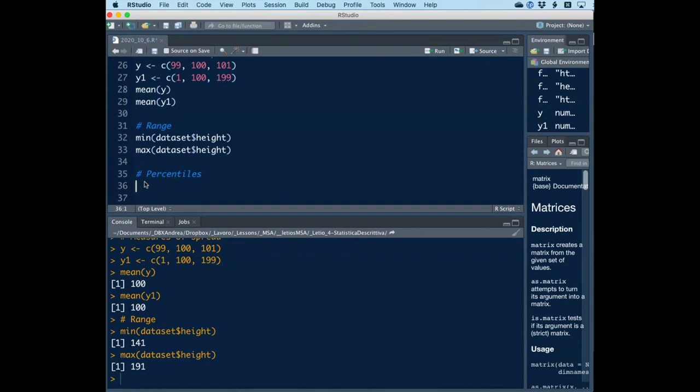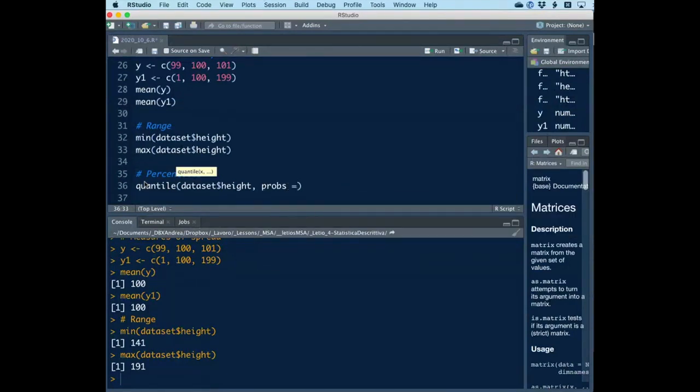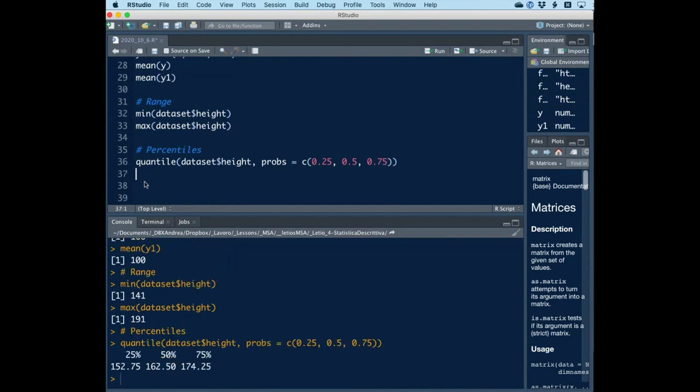We can use the function quantile. I take data set and height and use the argument probs and pass in a vector of probabilities. So I want the 25th percentile, the 50th percentile, and the 75th percentile. And here we go.